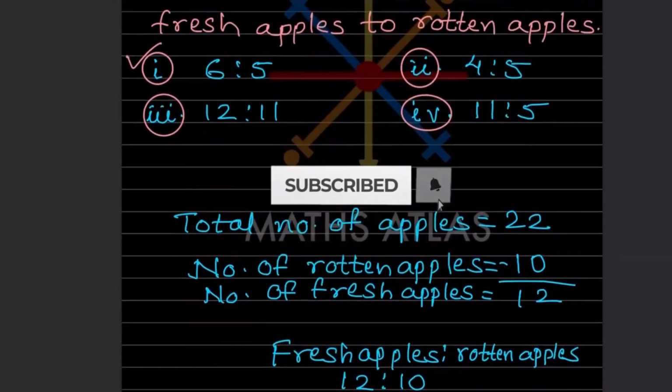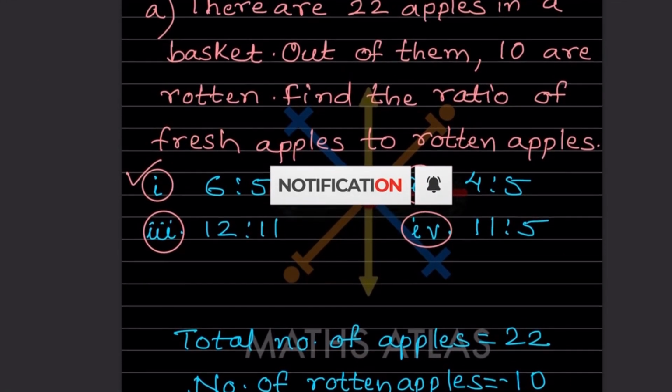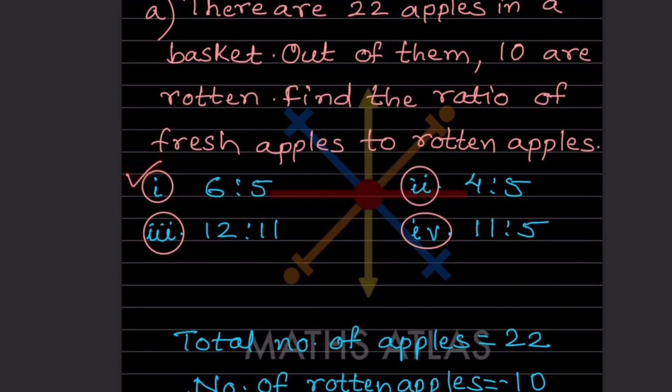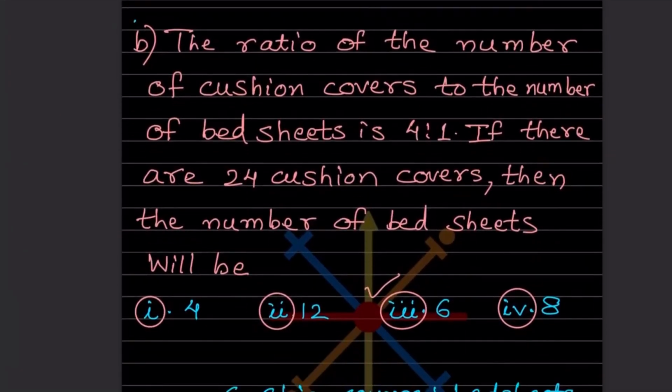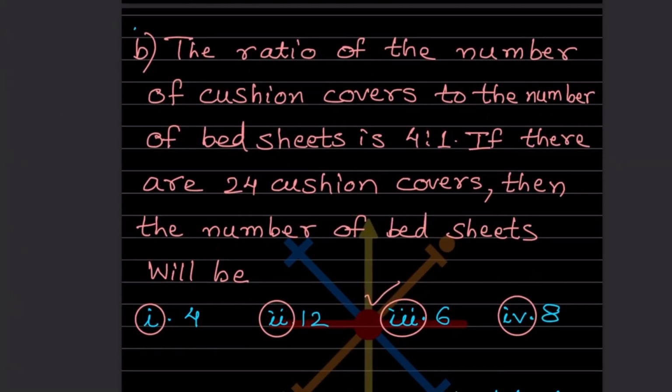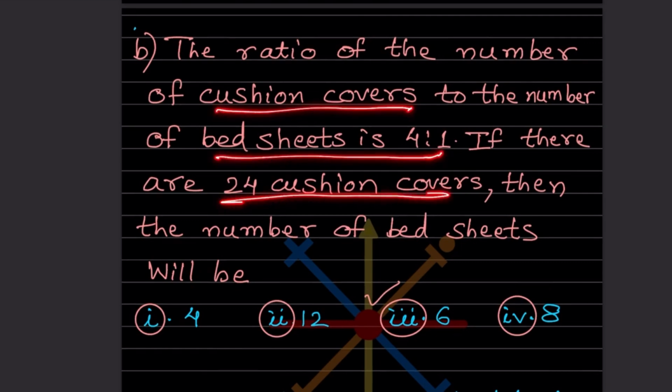So here, before that, because these are the options, I forgot to tell you, you have to click on this one, 6:5. Because they are asking to choose the correct option, right? Now look at here, the ratio of the number of cushion covers to the number of bed sheets is 4:1, and if there are 24 cushion covers, then the number of bed sheets will be how much?